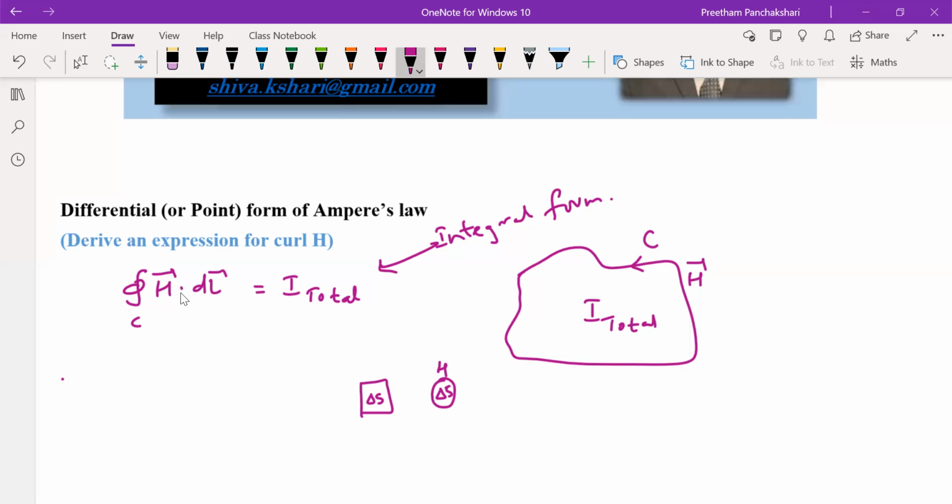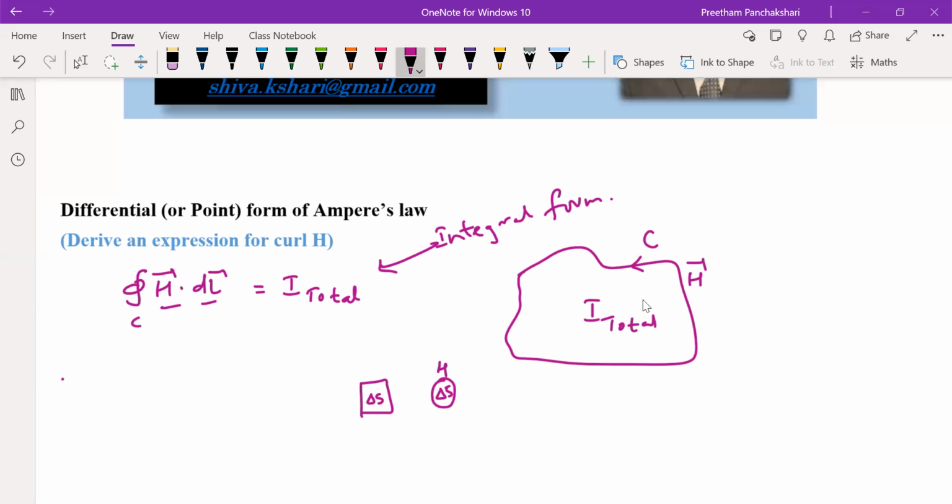Then to handle the dot product, which has cos theta there, theta should be chosen as either 0 degree or 90 degree. That means the direction of the magnetic field and the direction of the path dl should be either parallel or normal to each other. When they are parallel, theta is 0. When they are normal, theta is 90 degree. So the complexity reduces. While choosing the closed path, we have to take care of these aspects to reduce the complexity of the problem.